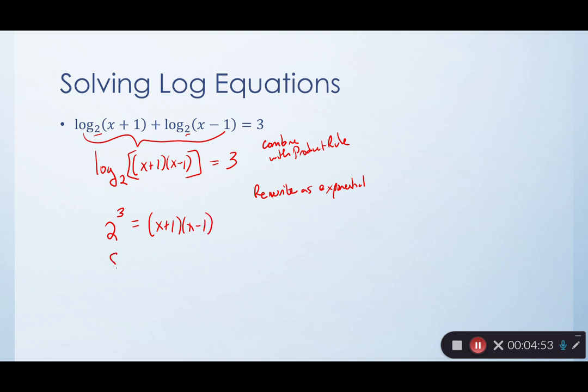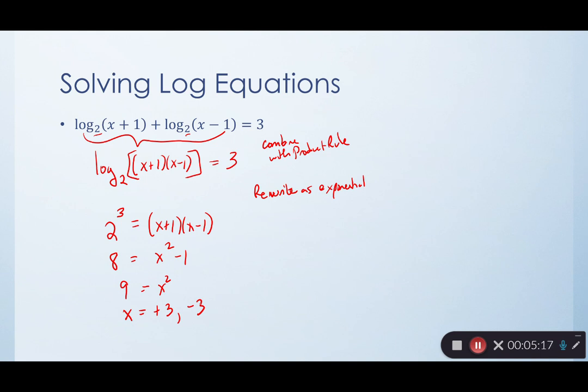Now this is a quadratic, right? 2 to the third is 8. And this is x squared minus 1. So I've got x squared equals 9 and x equals plus or minus 3. I'm going to write that the other way: x equals plus 3 and minus 3.